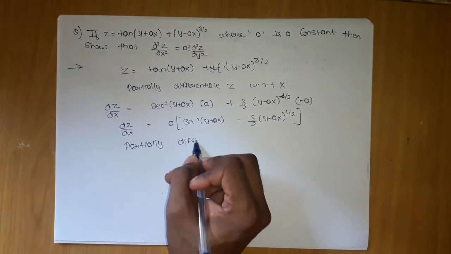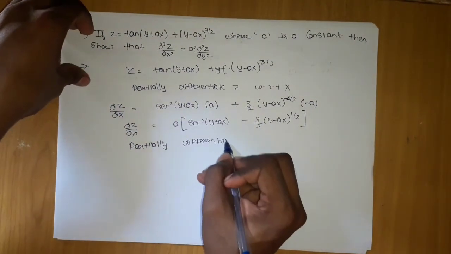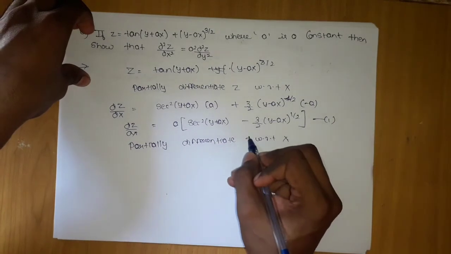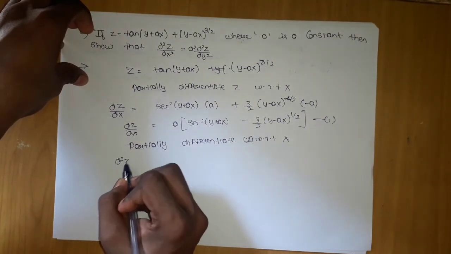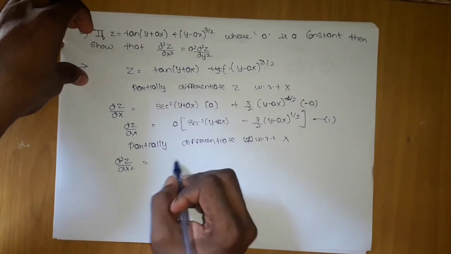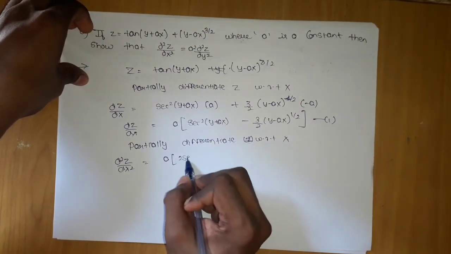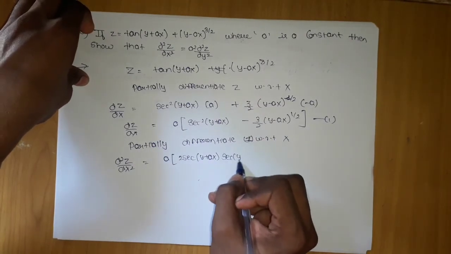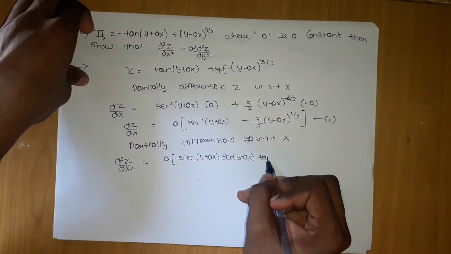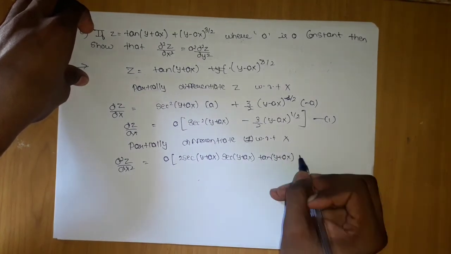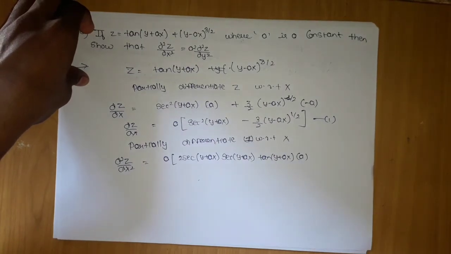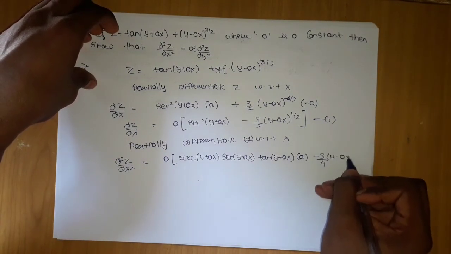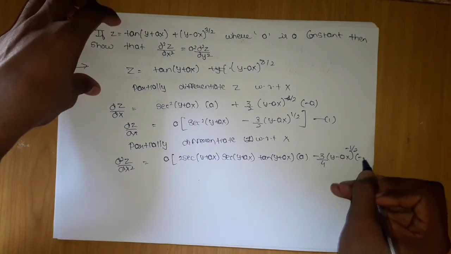So what we are going to do in the next step, partially differentiate ∂z/∂x with respect to x. We are going to get ∂²z/∂x², which will be nothing but, if I differentiate it again, 2 sec(y + ax) into sec(y + ax) tan(y + ax) into a, right? And here what I am going to get is minus 3/4 into (y - ax)^(-1/2) into minus a.